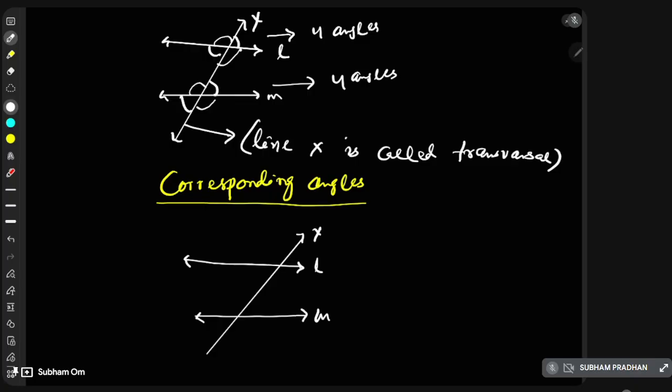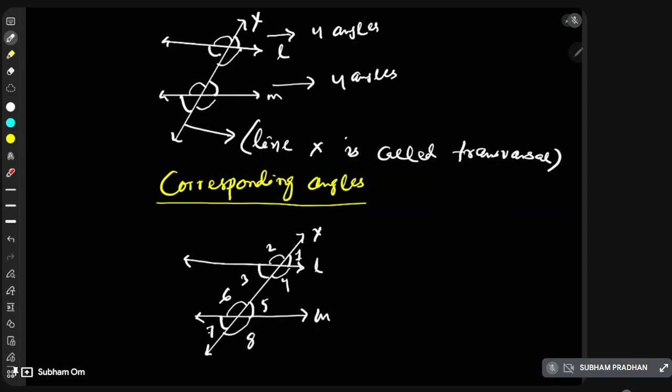Here line X will form four angles with line L. Let's take this as angle 1, this as angle 2, this as angle 3, this as angle 4. Similarly, line X will form four angles with line M. Let's say this is angle 5, angle 6, angle 7, and angle 8.